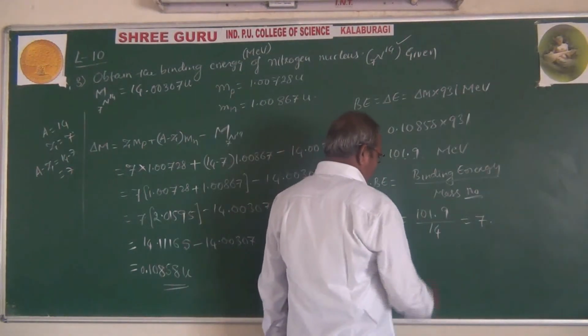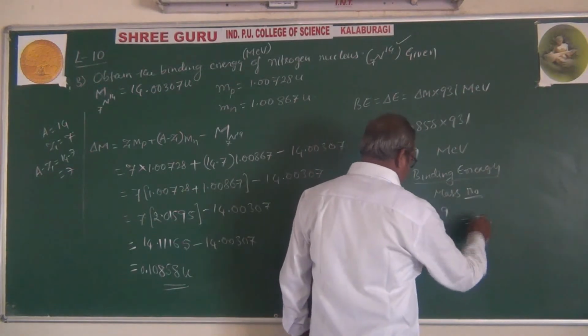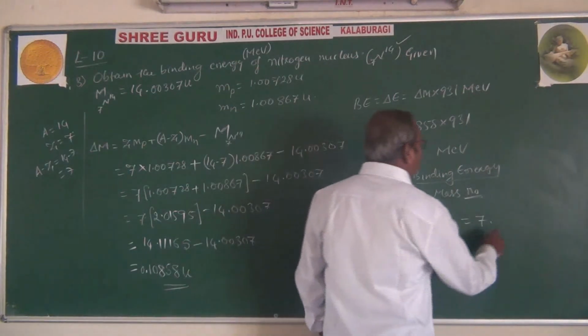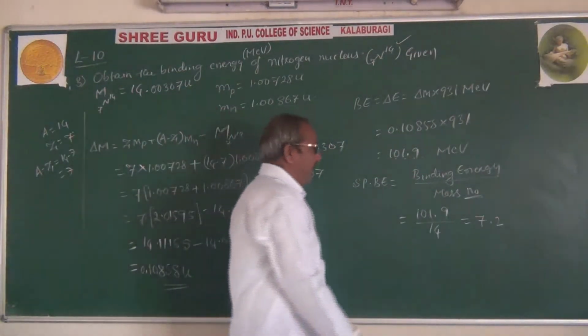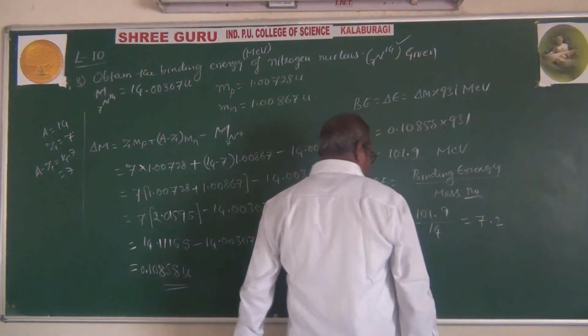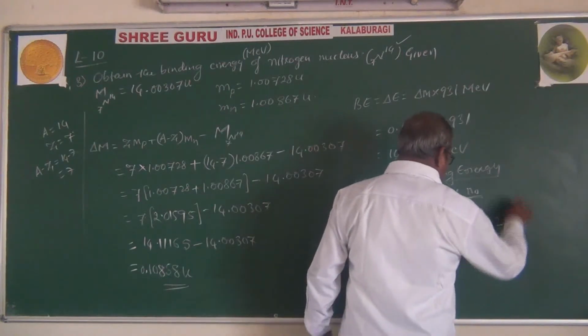101 minus 98 is 3 left. 3 and 9, 39. 19, 28. 11 left. 110 means almost 98, nearly 98.